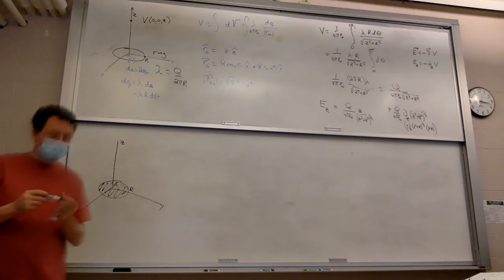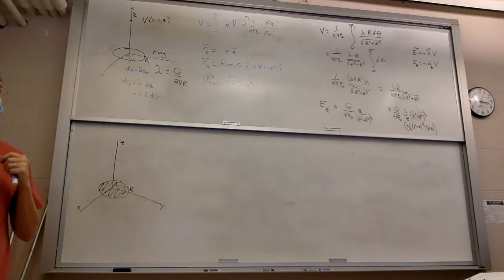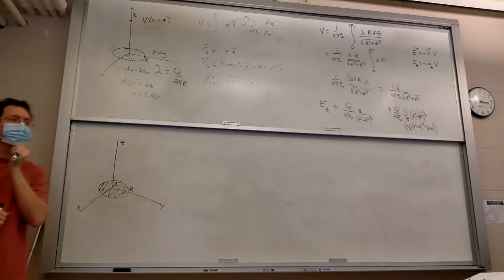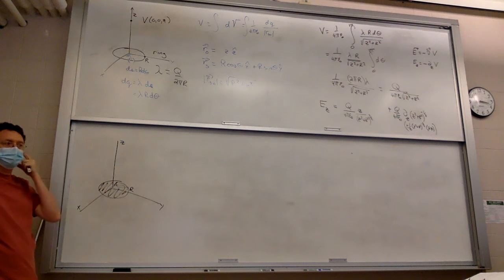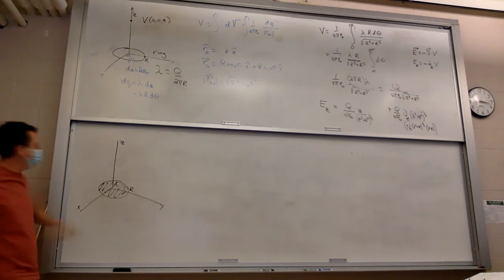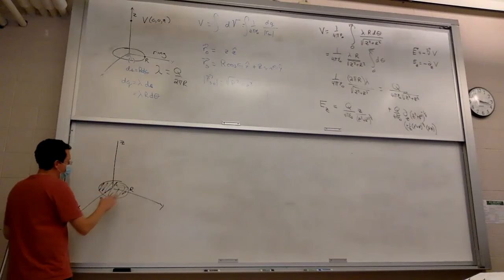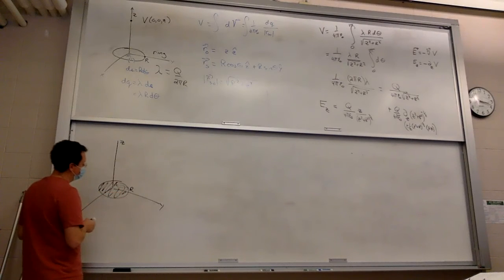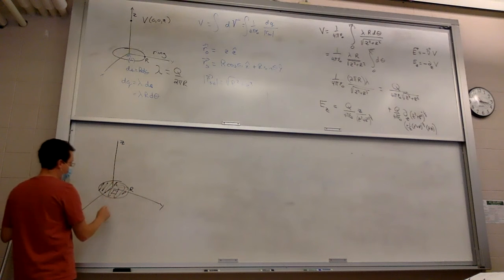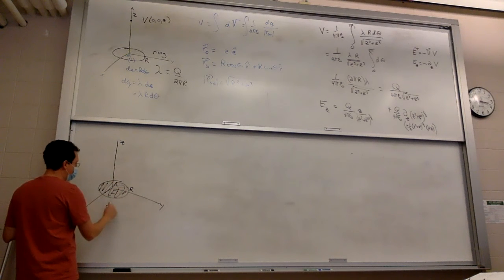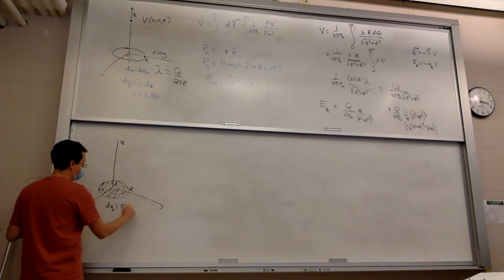How many dimensions is that geometry? 1D, 2D, 3D? 2, because a point on it is characterized by a radius and an angle. So I mark out a little bit of charge here, and I would say dq is sigma times dA.